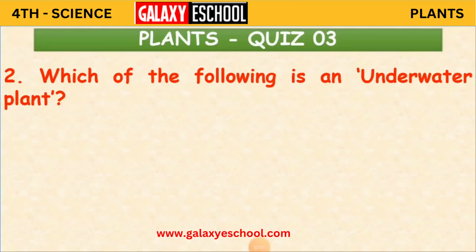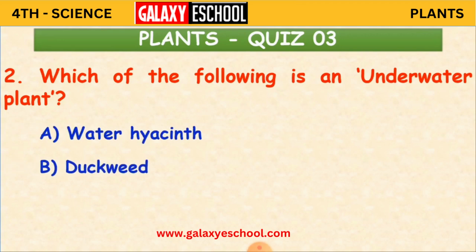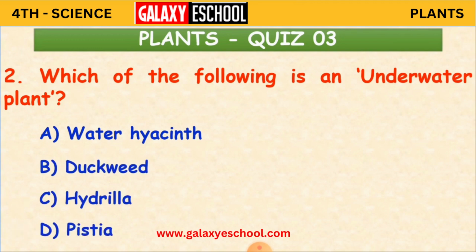Which of the following is an underwater plant? A option is water hyacinth, B duckweed, C hydrilla, and D pistia. Underwater plant. What is it? Hydrilla. The correct answer is hydrilla, children. Okay, so you have to mark it up.